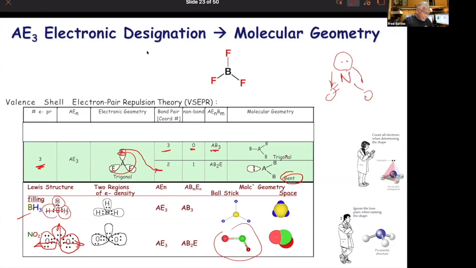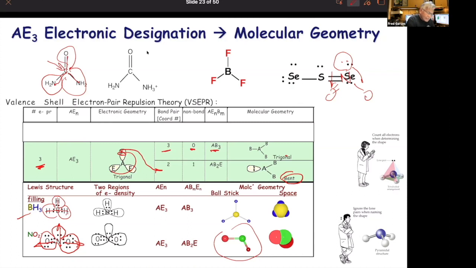Here's another example of trigonal planar, BF3. The carbon in this molecule, urea, is trigonal planar. There are 3 regions of electron density: 1, 2, 3. At the end, it's bonded to nitrogen, it's bonded to oxygen, it's bonded to nitrogen. At the end, they're bonded atoms. Likewise for that. That, however, is not trigonal planar molecular geometry.